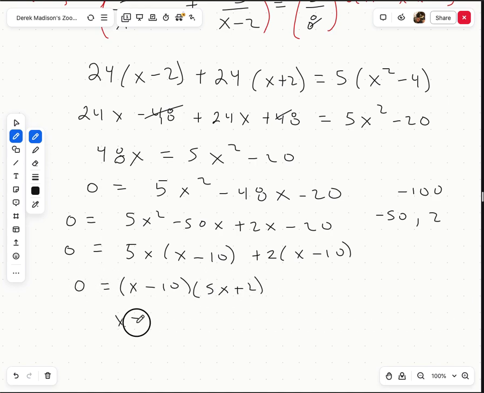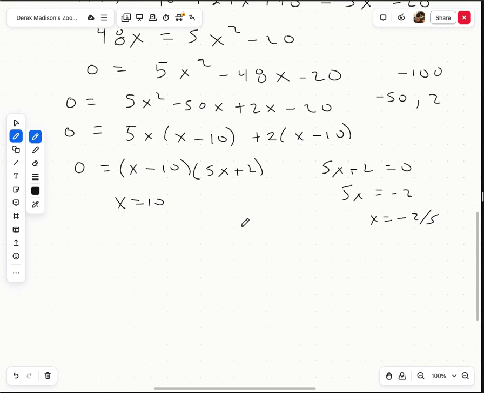And then from here we would get x equals 10. And from this one we would get 5x plus 2 equals 0. Bring the 2 over. 5x equals negative 2 and x equals negative 2/5. So that would be one way to factor that.